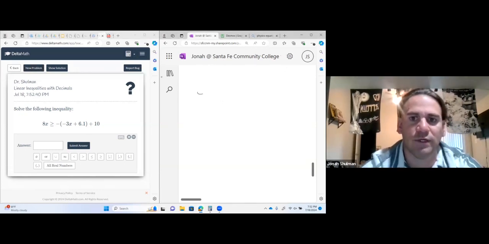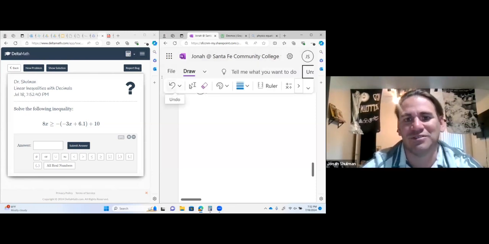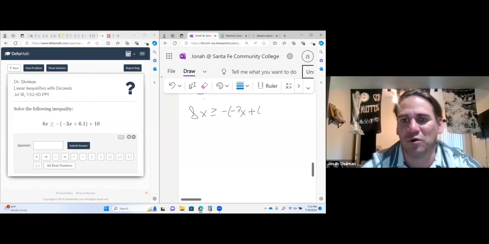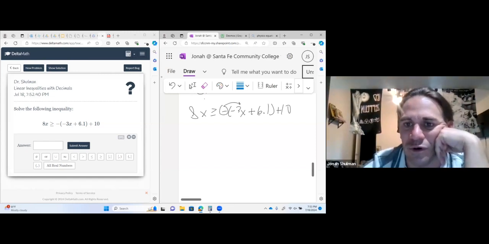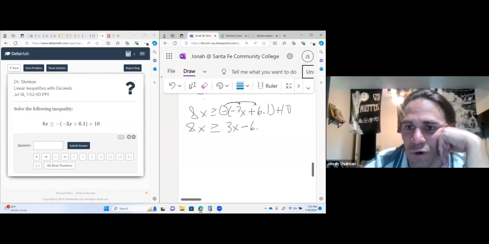All right, so here we go again. I forgot a negative sign, but guess what? We're all human here, right? I'm just going to redo the entire problem. Okay, 8x is greater than or equal to negative 3x plus 6.1 plus 10. All right, so the first thing I'm going to do, this has to go to both. 8x is greater than or equal to 3x minus 6.1 plus 10.